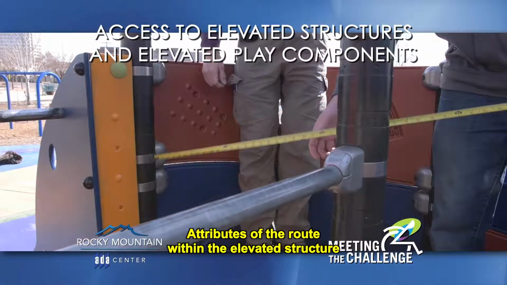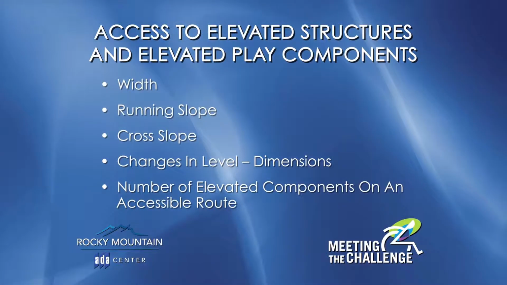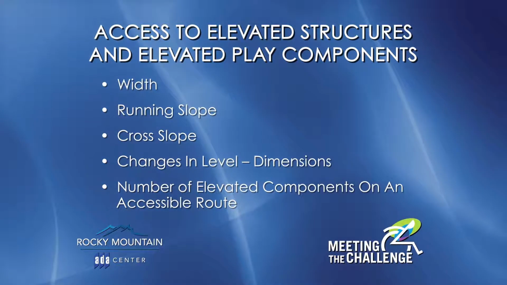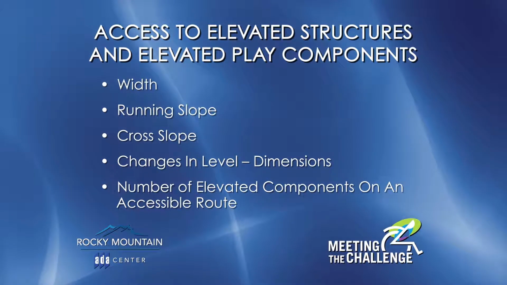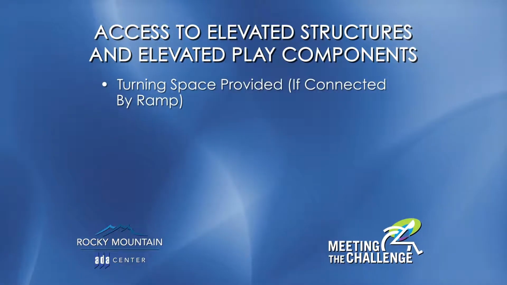Attributes of the route within the elevated structure that must be observed or measured include width, running slope, cross slope, changes in level, number of elevated components on an accessible route, turning space provided.